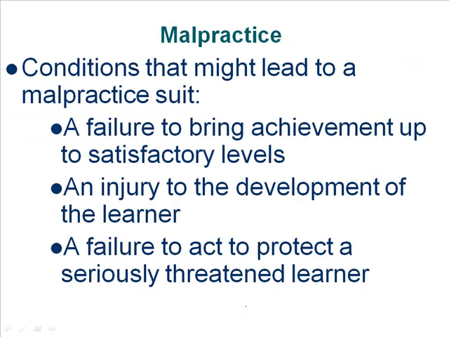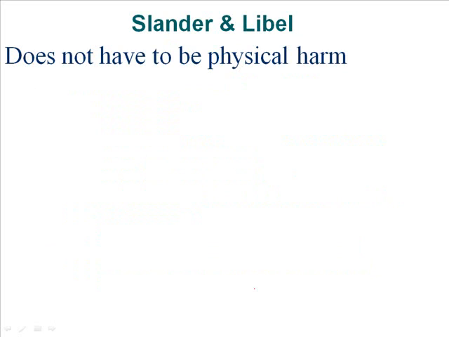How about malpractice in school? Conditions that might lead to malpractice include a failure to bring achievement up to a satisfactory level. This is different than negligence. Now we're in malpractice: injury to the development of the learner. Failure to act to protect a seriously threatened learner. Yeah, they're threatened and you don't do something about it. That's malpractice.